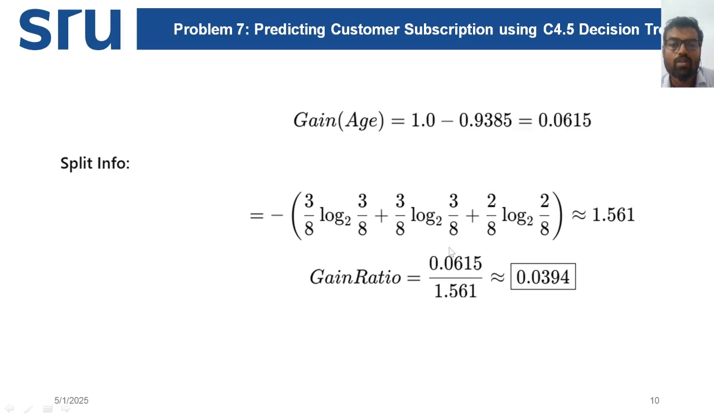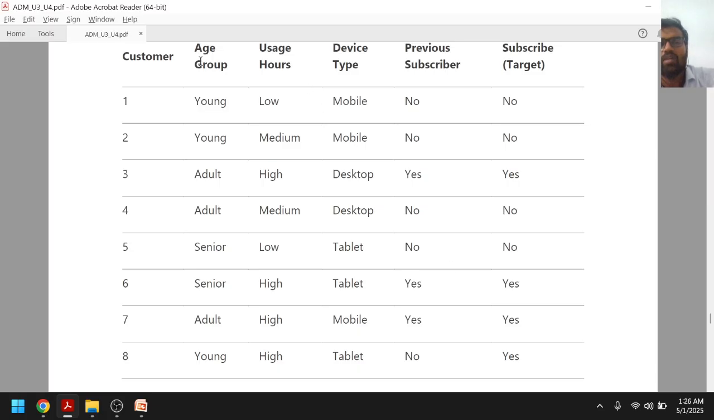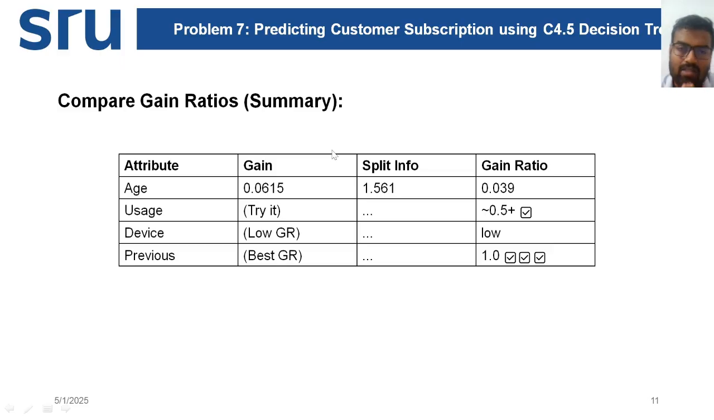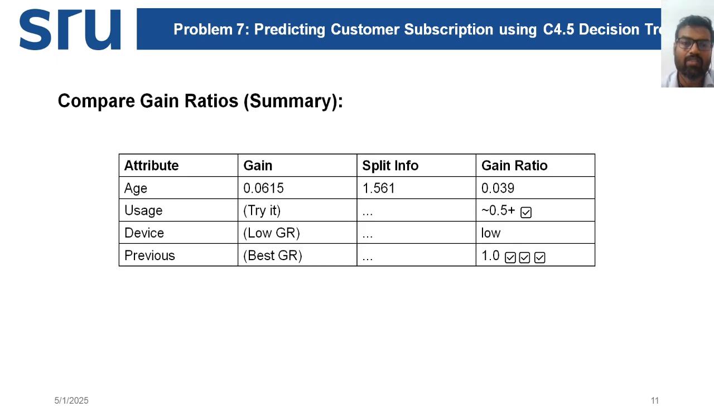So split in 4 based on the formula you are observing, you're going to get this gain ratio formula you're getting 3.94%. So based on that, till now I only observed the age group. We have another three: usage hours, device type, subscriber. Which one is good? It's like a race. Which is really good in terms of not only entropy, information gain, split info, gain ratio. Based on that, we are observing.